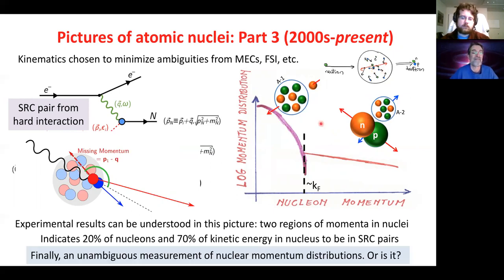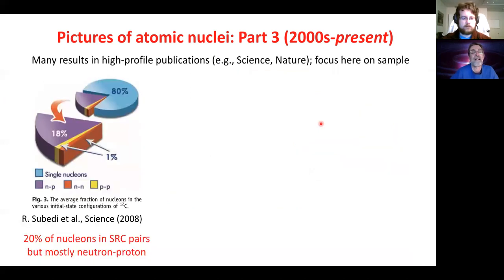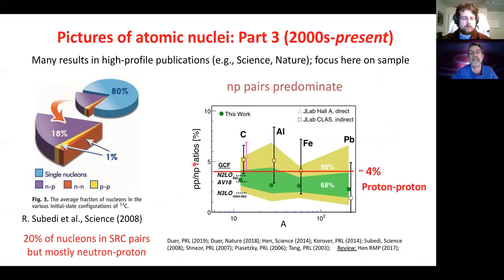Okay. Finally, an unambiguous measurement. They've been trying to measure the nuclear momentum distribution for almost 50 years, and maybe they finally have it. Okay. So there were interesting features about this that have been published starting in 2008. One of them was that of this 20% of the nucleus, almost all of them were neutrons and protons. Okay, so they did a lot of measurements and found only 4% of the pairs were proton-proton.